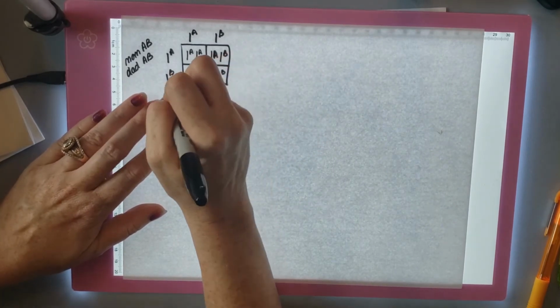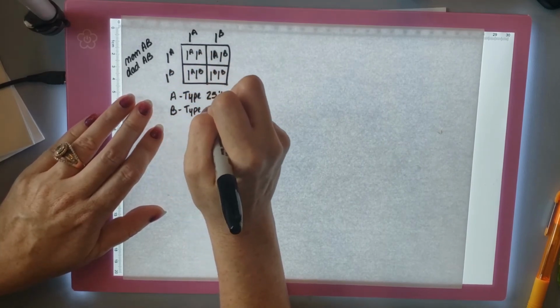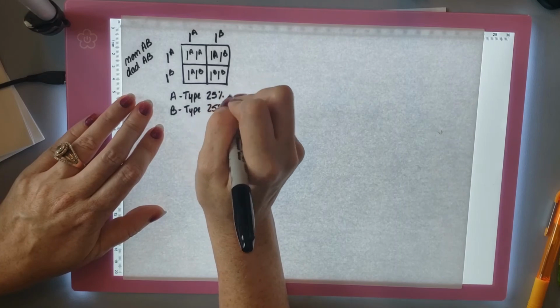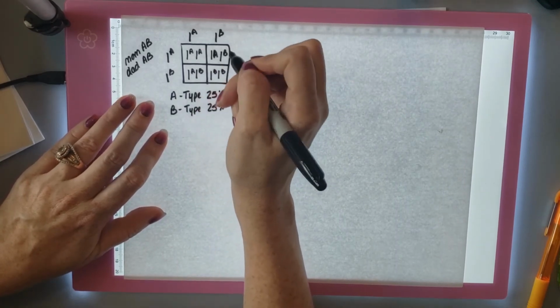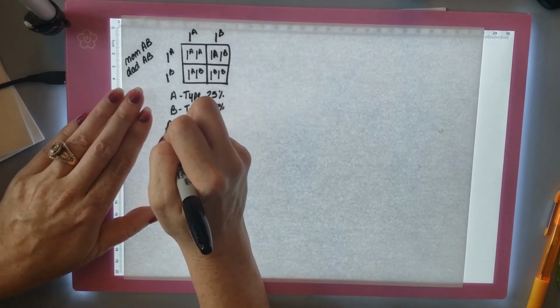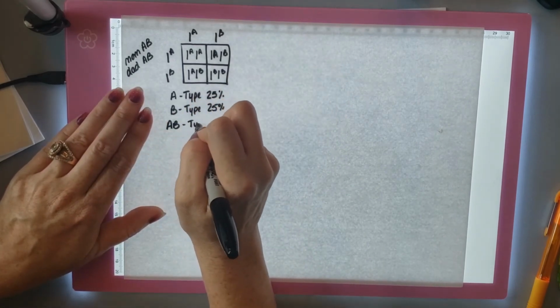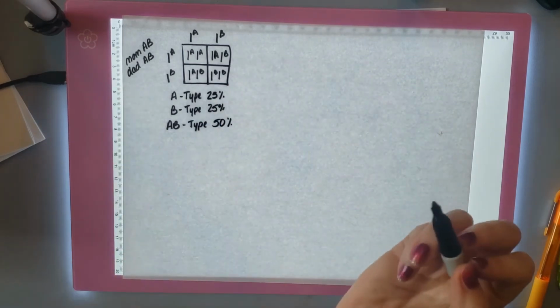Oops, I forgot to write type A. B type would be 25% as well because there's only 1 out of 4. However, there's 2 out of 4 chances to have type AB. So that would be 50% because you have 2 out of 4.